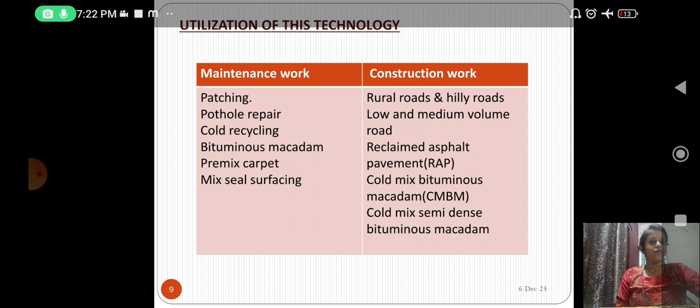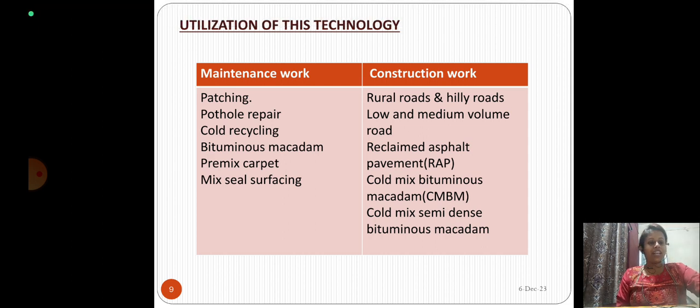The utilization of cold mix technology. It can be utilized widely in most of the countries, but still it is limited in construction work. It is also used in maintenance work, like patching, pothole repairs, cold recycling, bituminous macadam, premix carpet, and mix seal surfacing. However, for construction work, it can be easily utilized in hilly roads, rural roads, and low and medium volume roads. It can easily blend with reclaimed asphalt pavement. It is also used as cold bituminous macadam or semi-dense bituminous macadam.